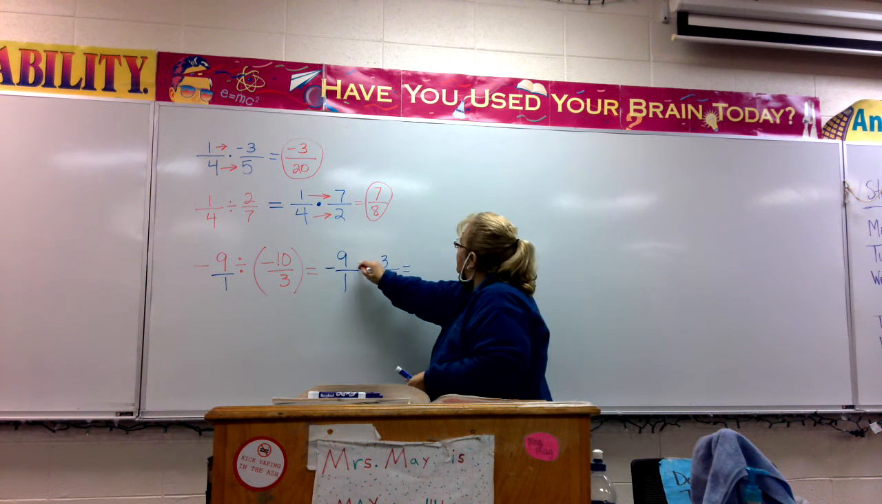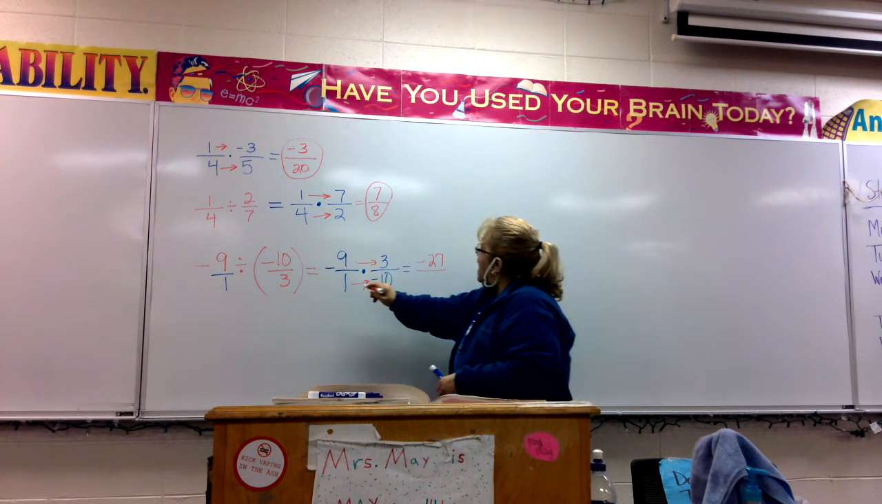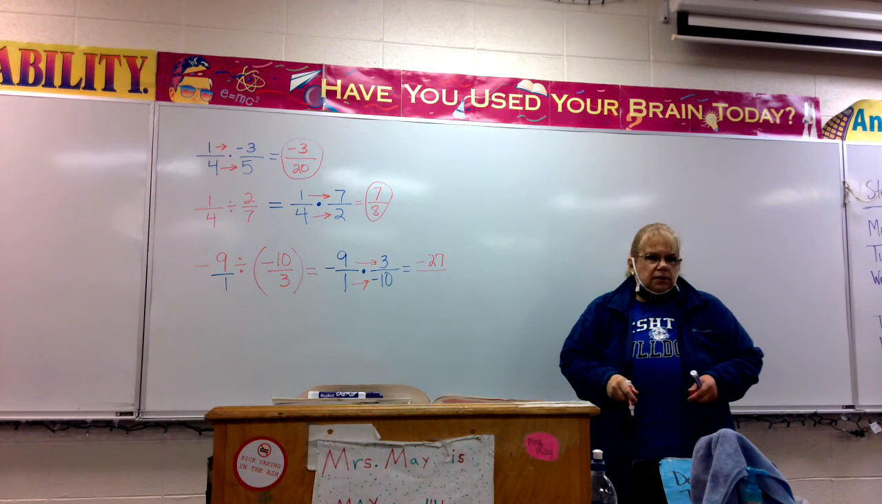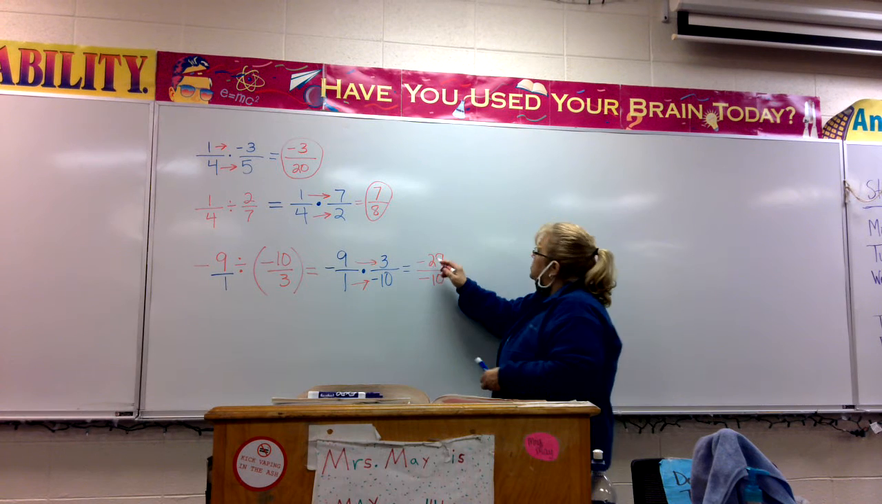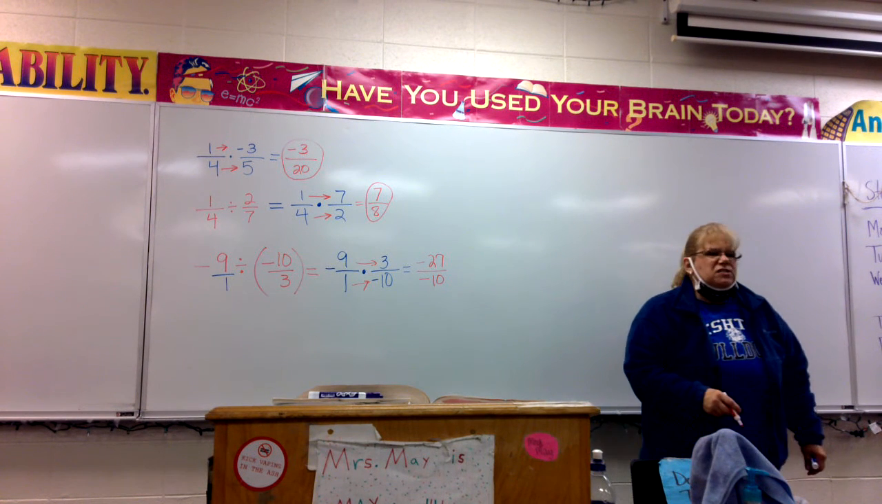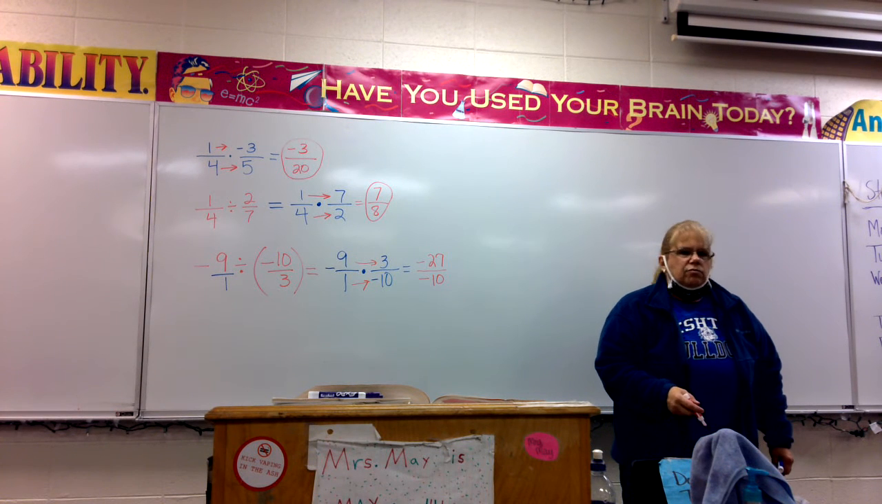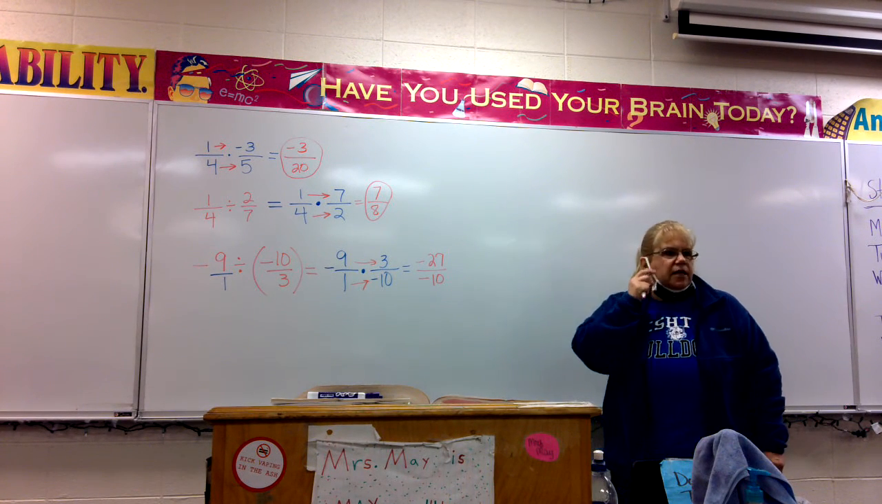What do you get on top? Top times top, -27. Bottom times bottom, -10. I don't think anything goes into both of those, does it? 27 is 3 and 9. 10 is 2 and 5. They don't have anything in common.